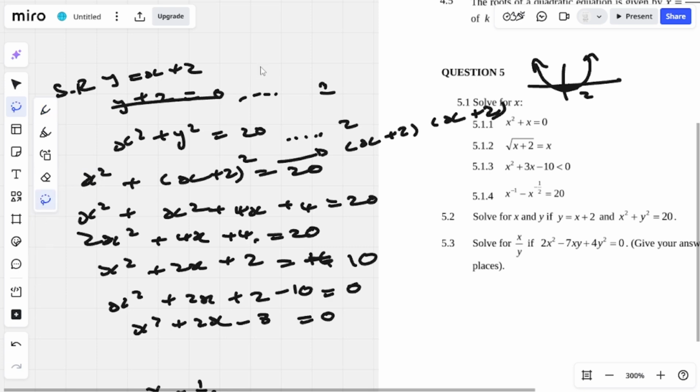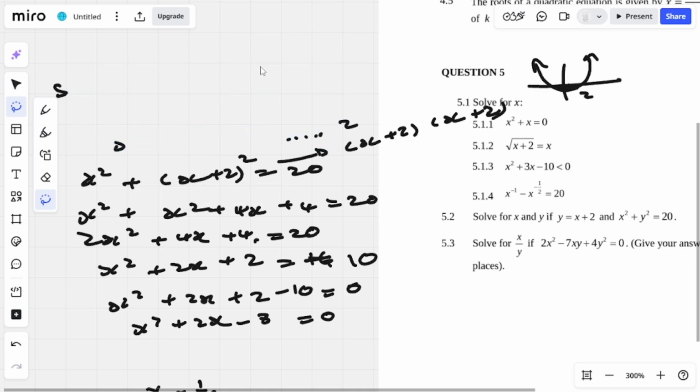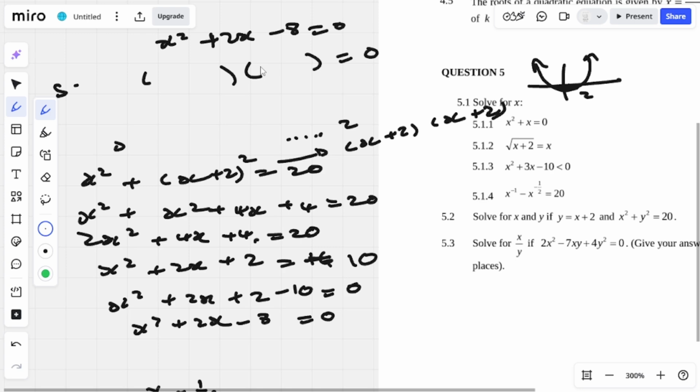Let me firstly erase this part here, where we can have space. So I'm going to firstly now factorize x squared plus 2x minus 8 is equal to 0. Now when I factorize it, I know that my factors are 4 and 2, and it's going to be (x plus 4)(x minus 2). Then the value of x, these are the values of x.